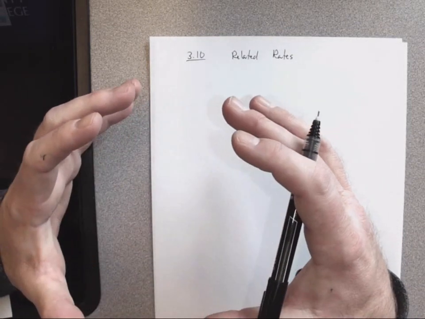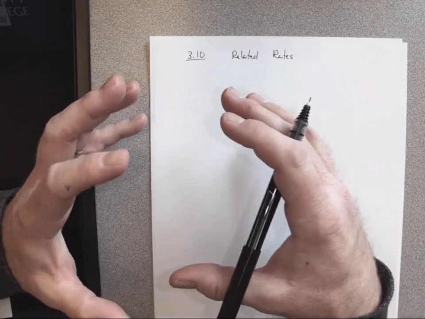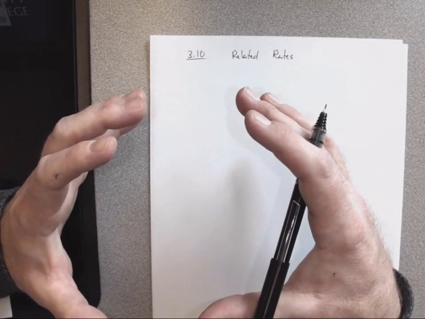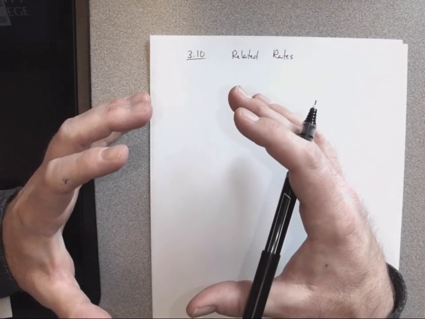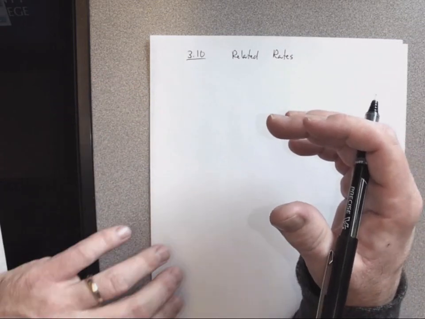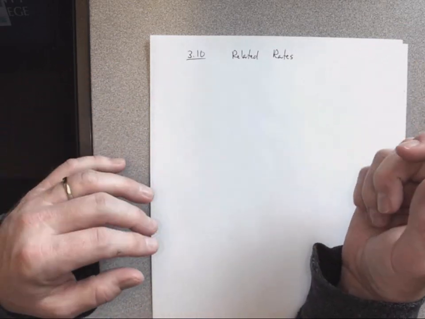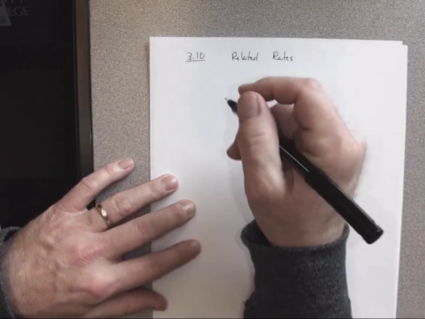We know when pumping up a balloon that the radius is going to change. But we also know when we pump up a balloon, its volume is going to change. So essentially the question we're going to ask is how the rate of change of the volume is related to the rate of change of the radius.